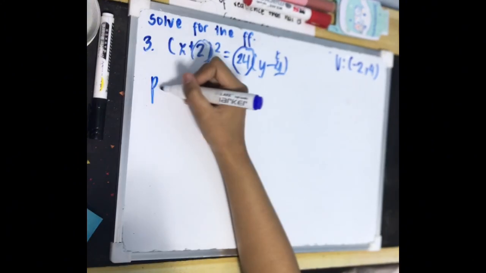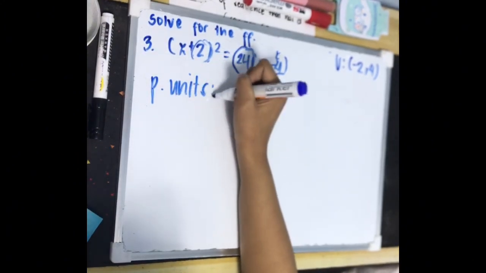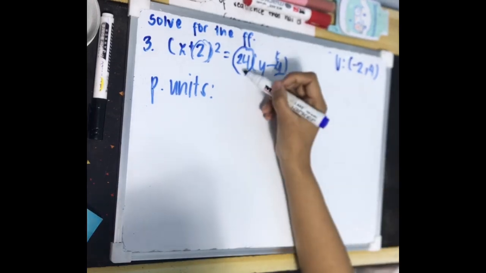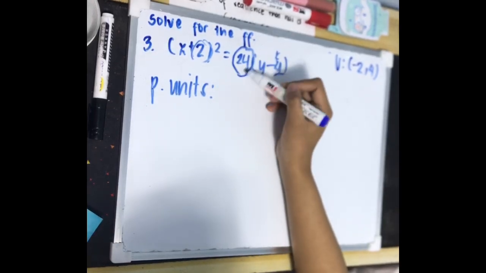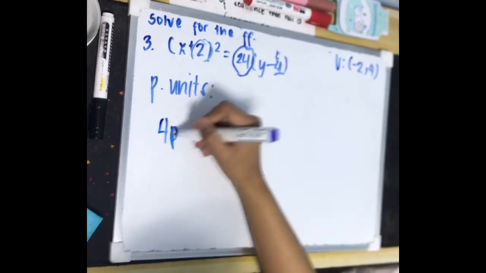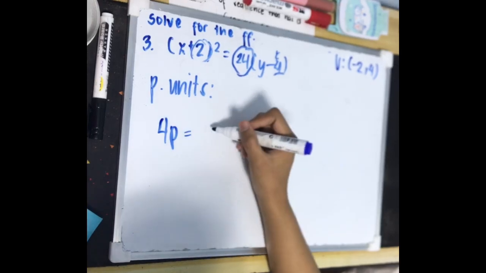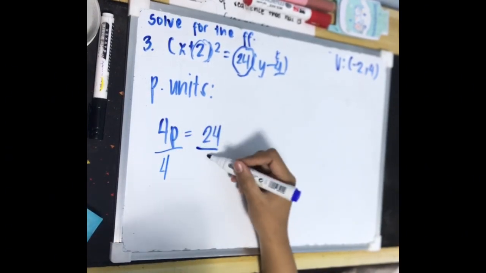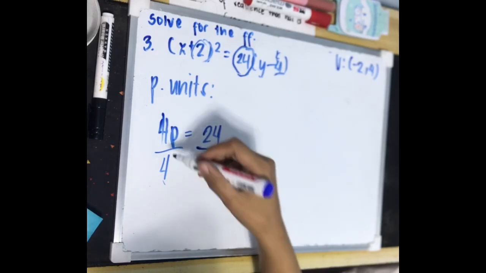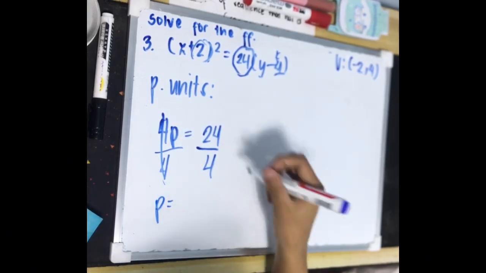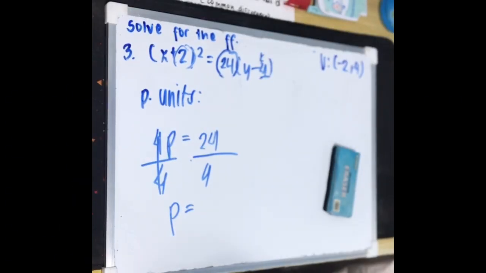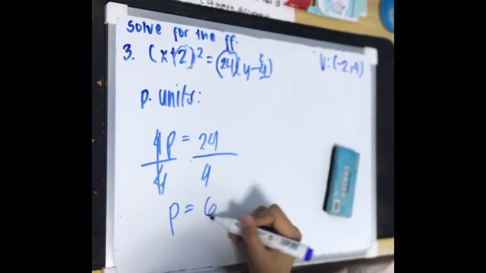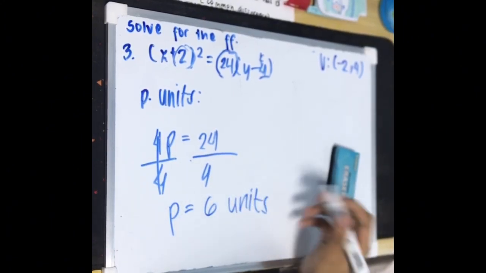So, to solve for the p units, we have to identify the 4p first. Basically, our 4p is always in the middle, and it is positive. So, we're going to write 4p equals 24, because it is positive 24. To cancel out the 4 here, we're going to divide both sides by 4. So, the answer will be 24 over 4, which is 6. So, we have these 6 units.